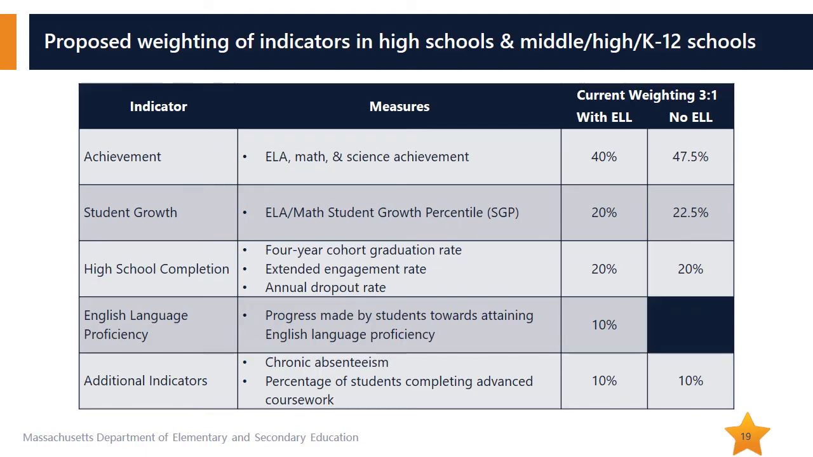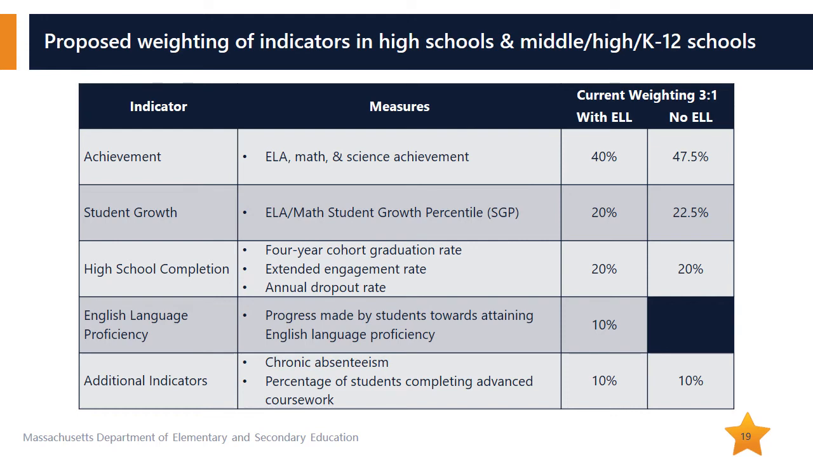Here you can see the proposed weighting of the accountability indicators for high schools. Again, high schools are those schools that administer the legacy MCAS tests and graduate students. The same weighting rules would also be applied to middle high or K-12 schools and K-12 districts. As on the previous slide, there are 2 weighting columns, one for schools with data for the English language proficiency indicator and one for schools without data for that indicator.